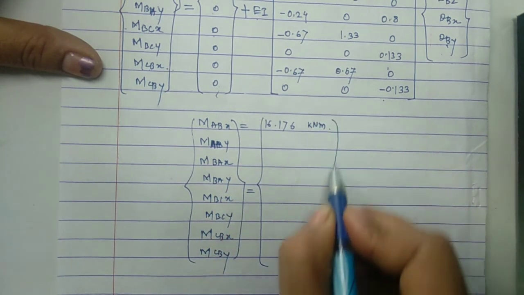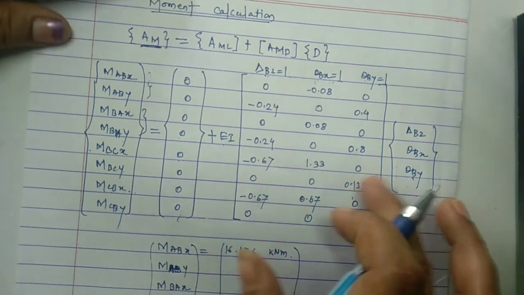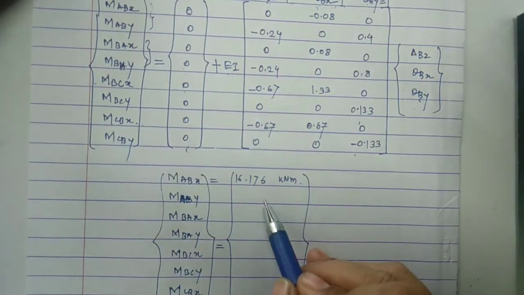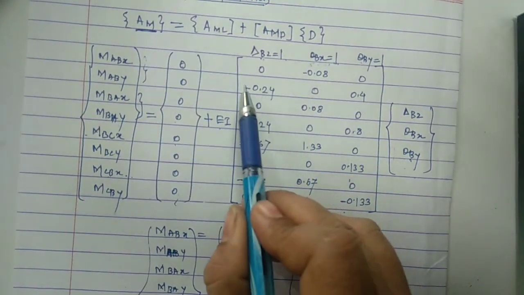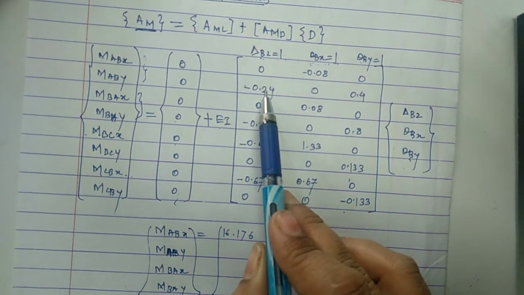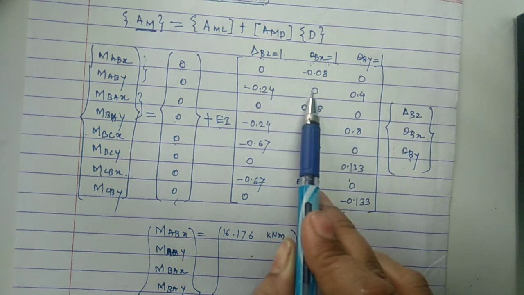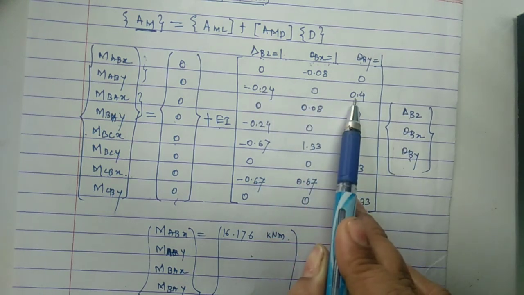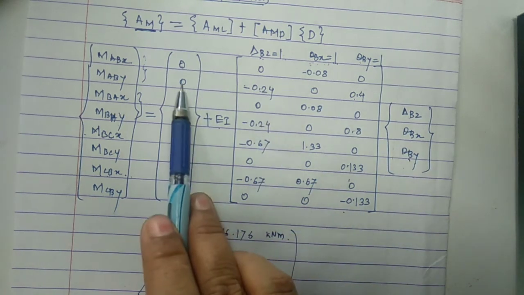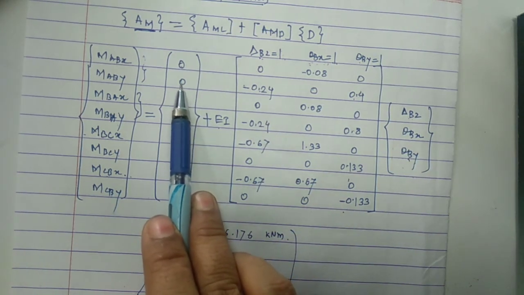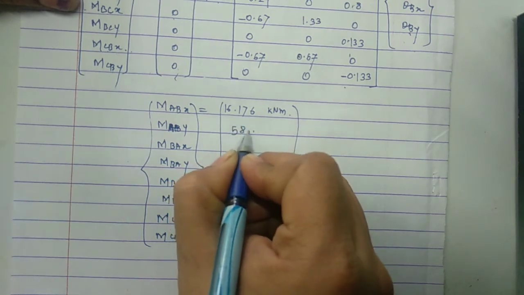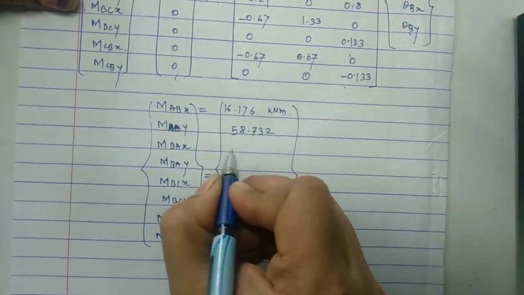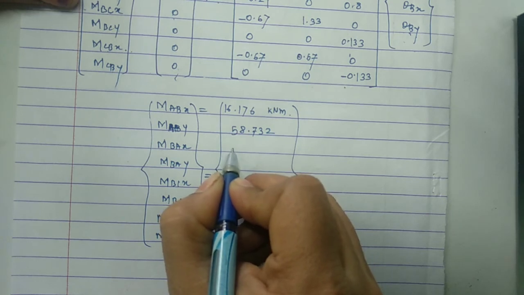This is equal to the next column, that will be the product of these two plus this one. Similarly, if you want to obtain the second element, third element, accordingly you have to take that row, second row into this column. So in the second row, first element into first element plus second element into second element plus third element into third element plus this second element of this AMEL matrix. Okay, that way you will obtain this ABY. So ABY value is 58.732.